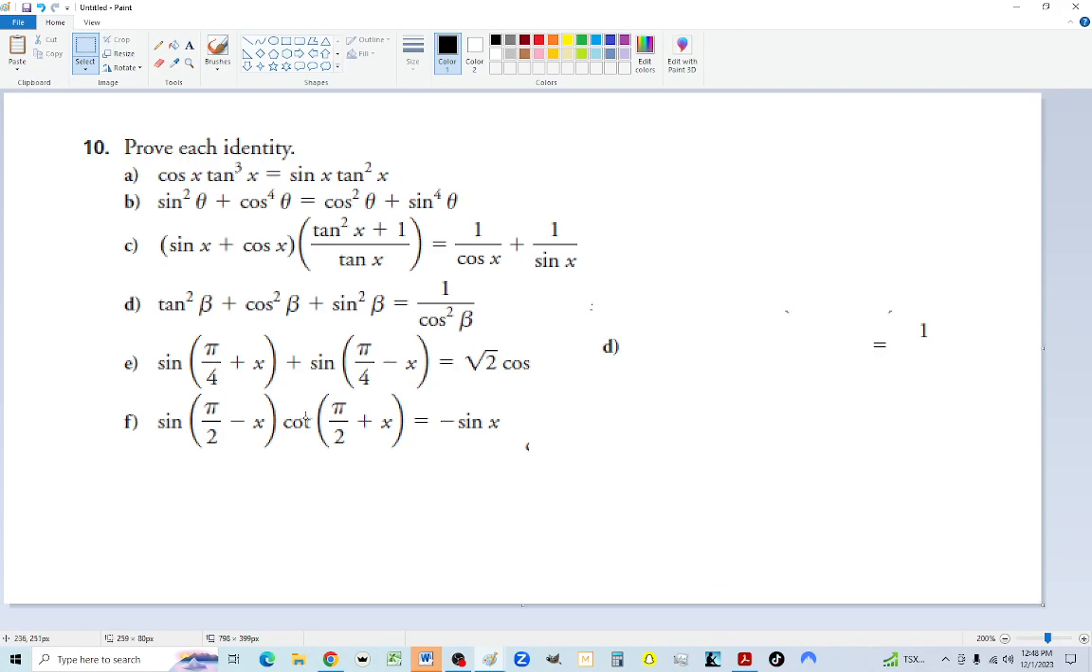This is double angle stuff, or addition angle stuff. I'm going to let you work through it. You've got to use your exact values. I don't know why square root 2 cos is there. I think you'll discover if you use your exact values for sine of pi over 4, you'll get something with the square root of 2. And this as well. So I'm not going to do those.